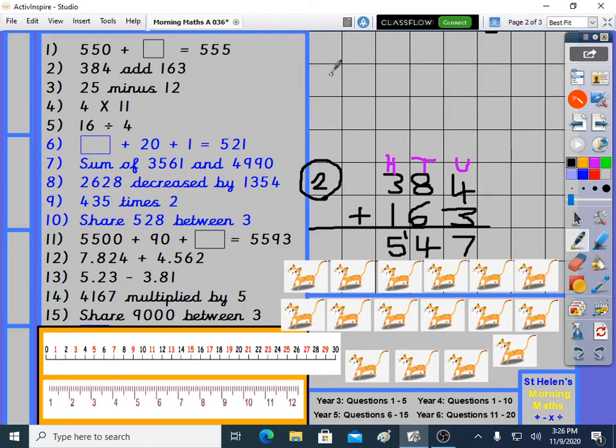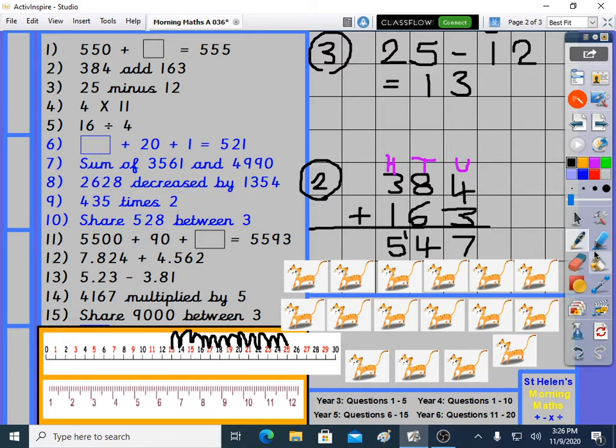Question 3 is minus. 25 minus 12. Now we can do this on this number line. 25 take away 1, 2, 3, 4, 5, 6, 7, 8, 9, 10, 11, 12. It's 13. Count carefully. That was the biggest one I've done on a number line for a while. 25 take away 12 equals 13. That's question 3. Moving on to question 4.